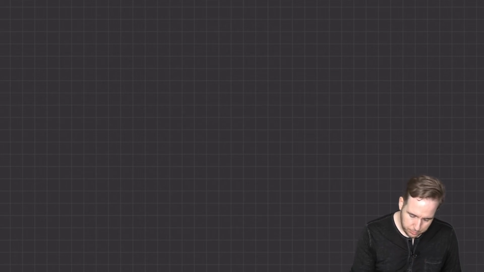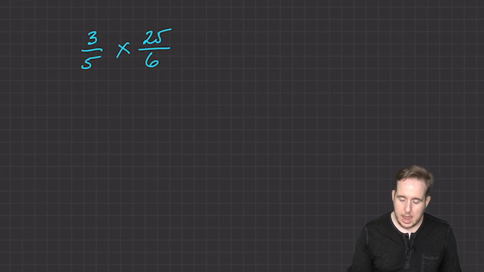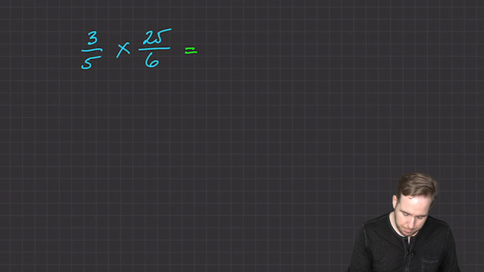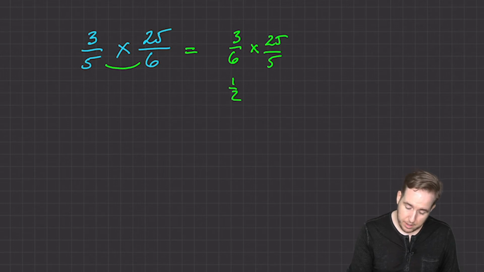So I will do 3/5 times 25 over 6. Okay? Now, rather than actually do the swap, what I did before was I took the bottom two and swapped them. So this was 3 over 6 times 25 over 5. So we know this is going to turn into 1/2, and 25 divided by 5 is 5.